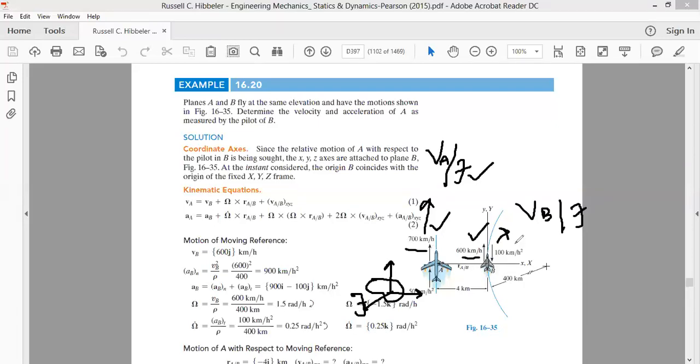This is 600 kilometer per hour. This is with respect to the ground. Then the question says, determine the velocity and acceleration of A as measured by B. What we have to do?